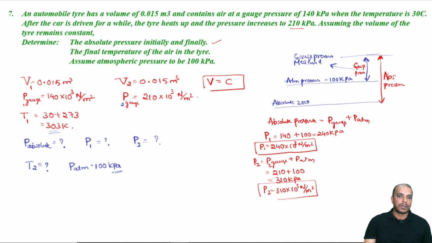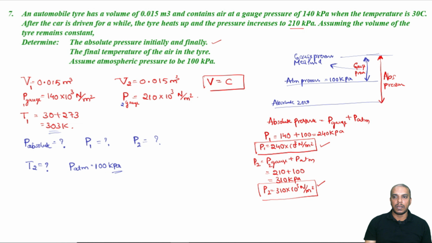Now let us come back to the question. We were asked to find out absolute pressure initially and finally, that is done. Next, the final temperature of the air. Remember, for any automobile tire, if you drive it for a while, the temperature and pressure obviously increase. Here he has said that volume should be considered constant. So considering that the volume of the tire remains constant, we must find out what will be the temperature of the air in the tire. This is important if you want to avoid any accidents, so it has to be taken into consideration.